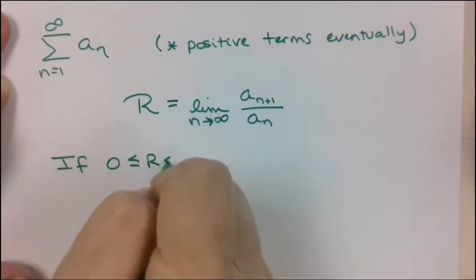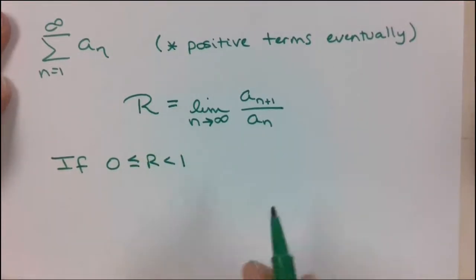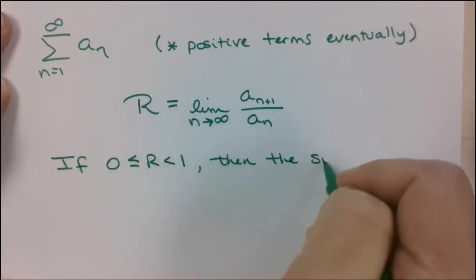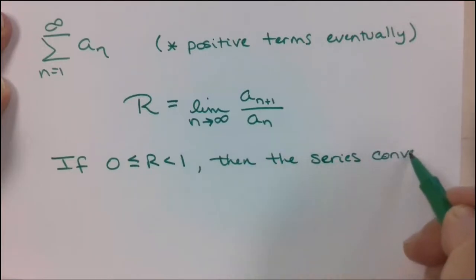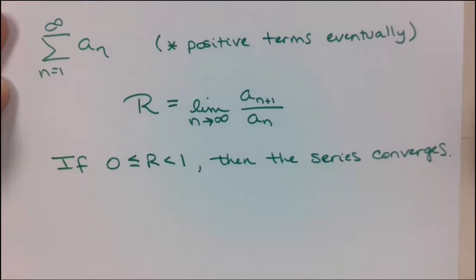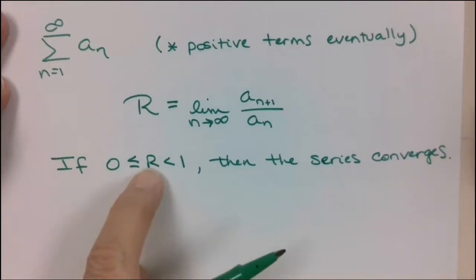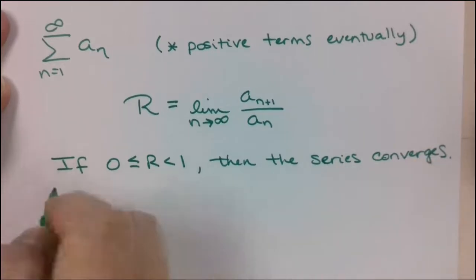Once we have this ratio calculated, here's the analysis for the test. If that ratio is between 0 and 1, including 0, not including 1, then the series converges. Just like with the geometric series, if our common ratio is less than 1, our geometric series converges. Same is true here with the ratio test. If that ratio is between 0 and 1, then the series converges.